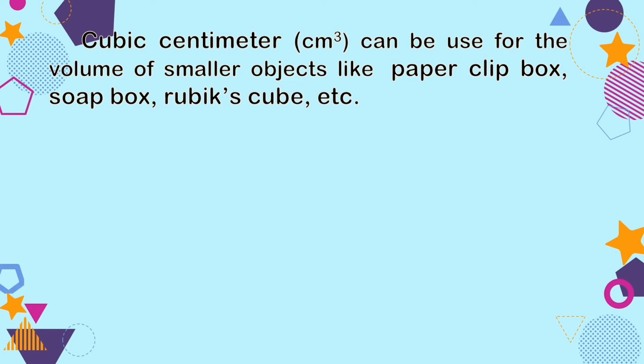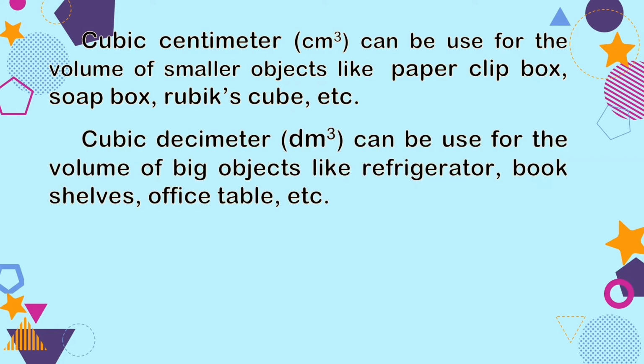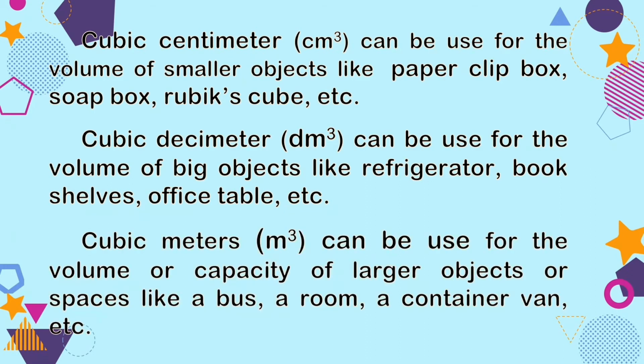Cubic centimeter can be used for the volume of smaller objects like paper clip boxes, soap boxes, Rubik's Cube, and others. On the other hand, cubic decimeter can be used for the volume of big objects like a refrigerator, bookshelves, office table, and others. While cubic meters can be used for the volume or capacity of larger objects or spaces like a bus, a room, a container van, and others.